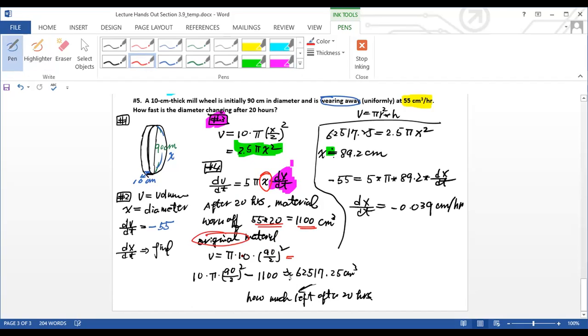So it's pi times 10 times (90 over 2) squared. This is the original. Then the original minus the worn-off amount is how much is left. Then you plug back in to find x. After you find x, you plug back into number 4 to find dx/dt. All right, that's it for the related rate.